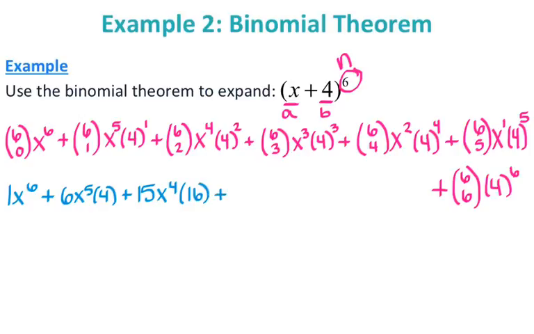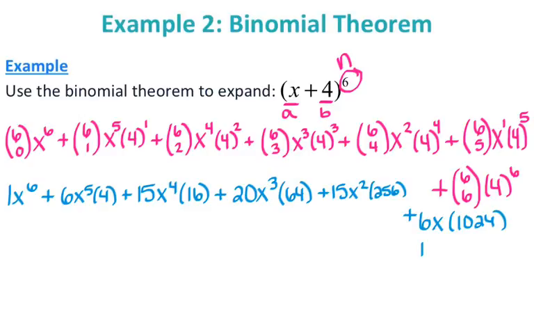plus 6 choose 3, which is 20, x cubed, and then 4 cubed is 64, plus 6 choose 4, which is 15, x squared, and then 4 to the 4th, use my calculator for that one, is 256, plus 6 choose 5, which is 6, and then x times 4 to the 5th, which is 1024, plus 6 choose 6, which is 1, times 4 to the 6th, which is 4096.